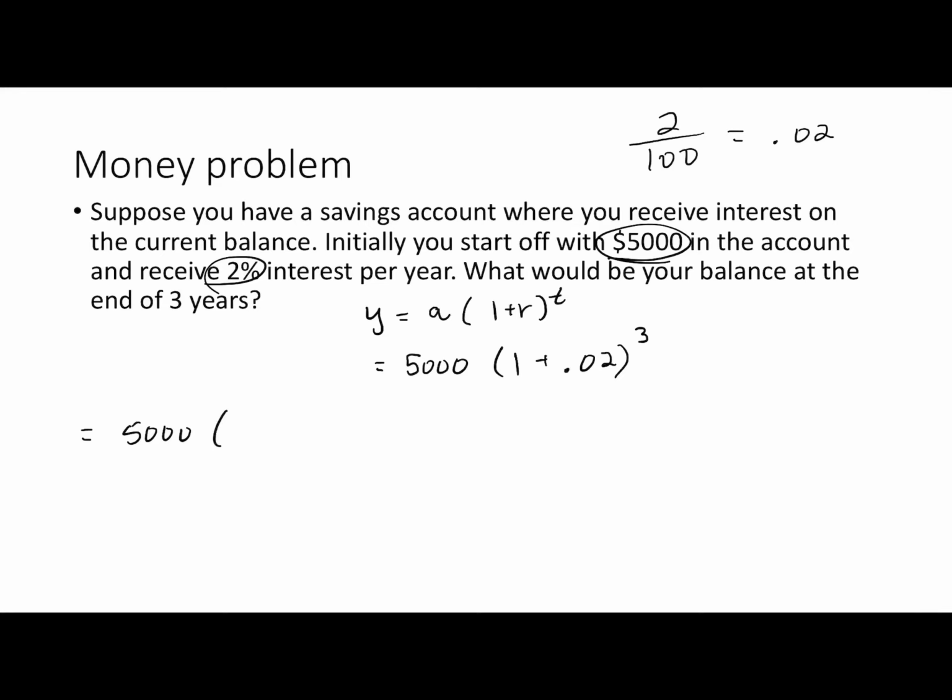With compound interest, you have $5,000. After 1 year, you increase that value by 2%. So that means you're going to be multiplying that value by 1 plus 0.02. You can raise it to the power of 1, but it's not really necessary. So 5,000 times 1.02 is going to give us 5,100.